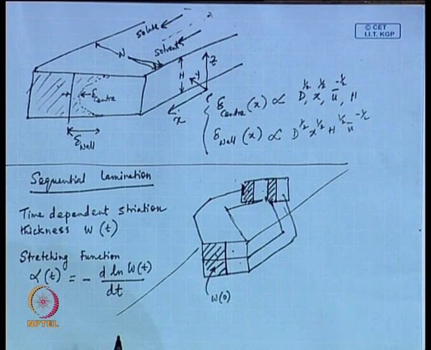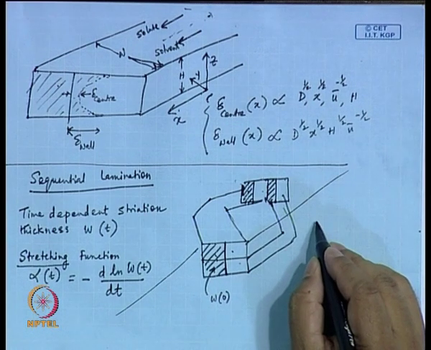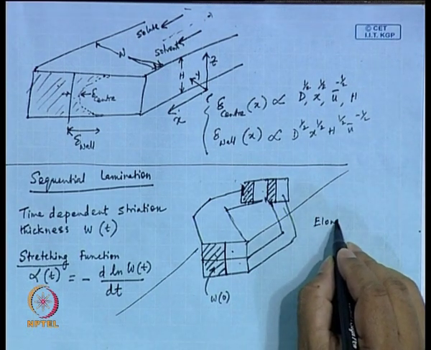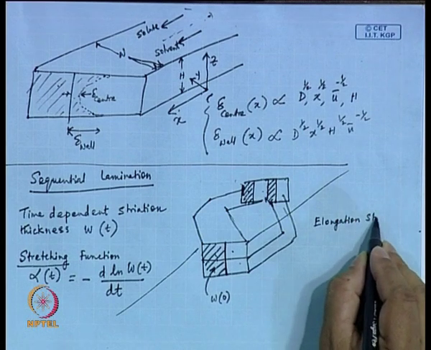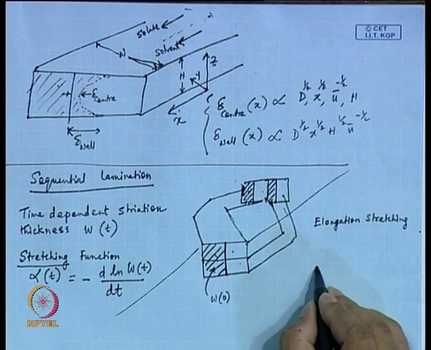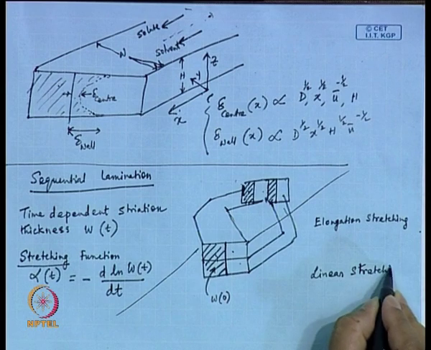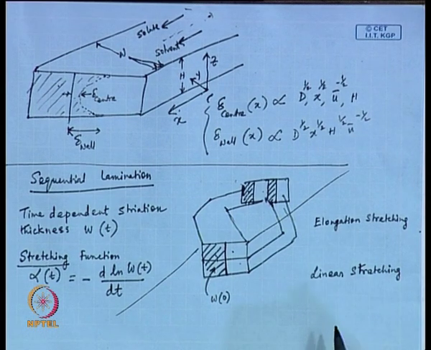Why are we getting into this ln W_T? There is a history to it. When it comes to stretching, there are two types of stretching possible. One is called elongation stretching, and the other is called linear stretching. Now, this linear stretching is something we are familiar with. It is the stretching that we see in a viscous layer.